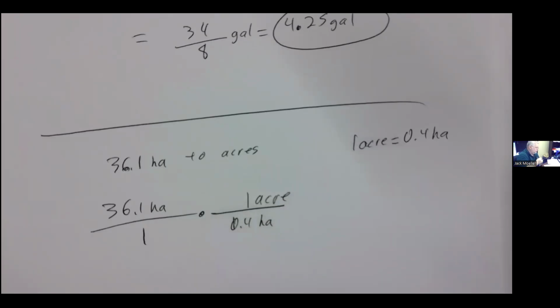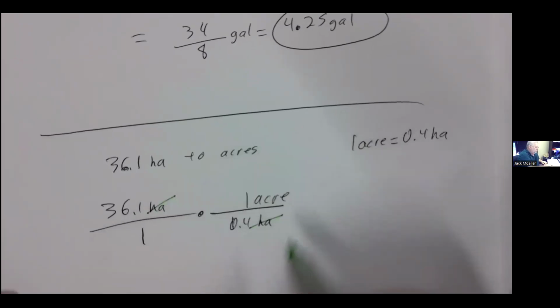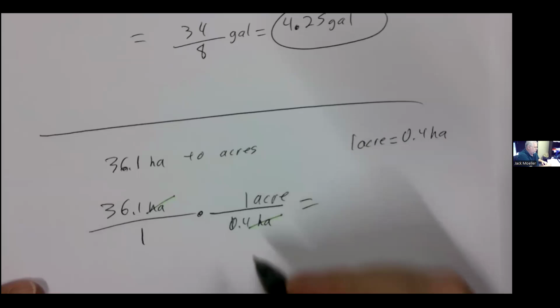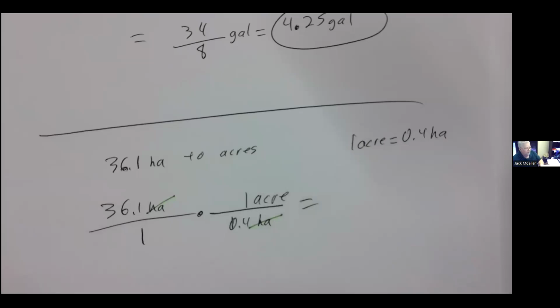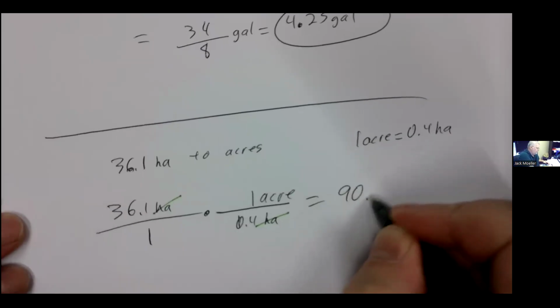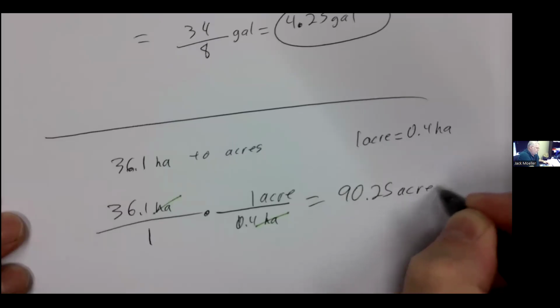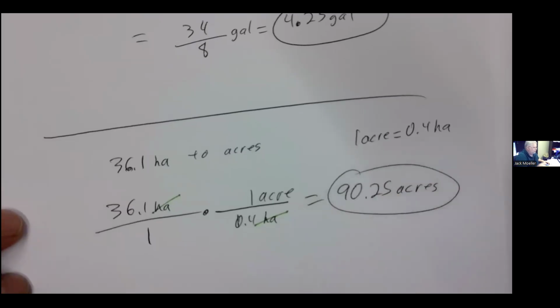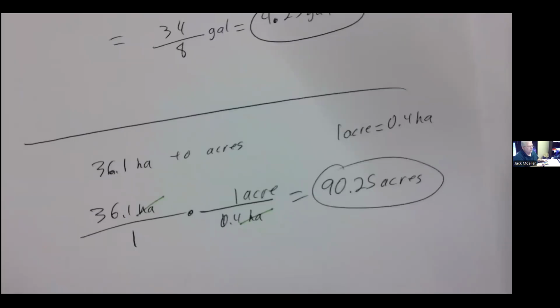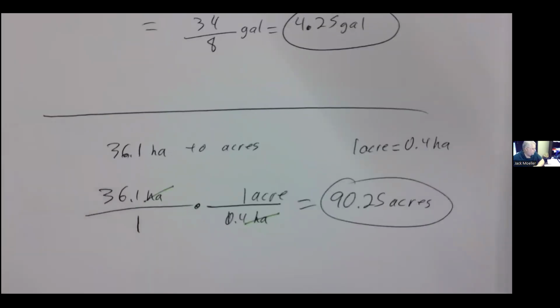So again, this is just a very basic dimensional analysis problem. Now we're dividing 36.1 by 0.4. That gives us 90.25 acres. And even though we're dividing, we're getting a bigger number because we're dividing by a decimal less than 1. There's nothing wrong with that, but we'd only get a smaller number if we're dividing by a number bigger than 1.